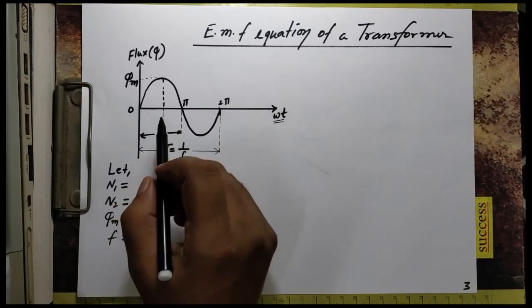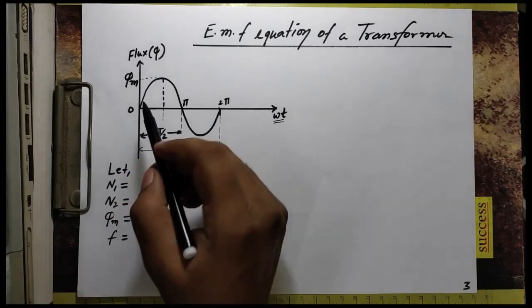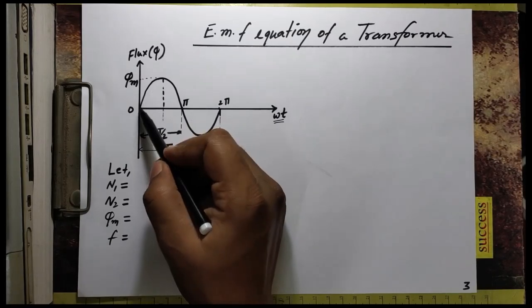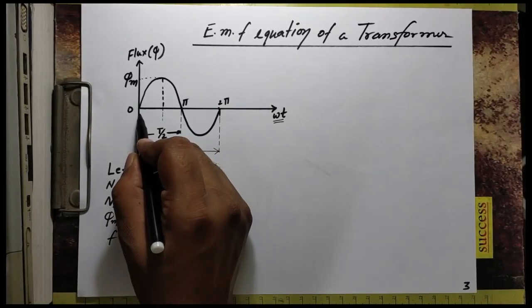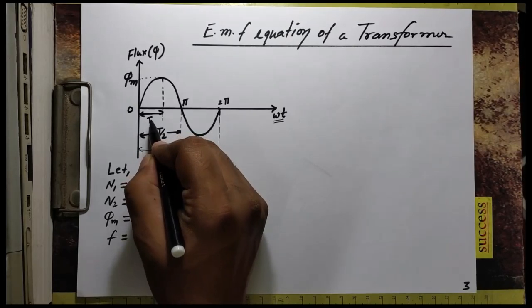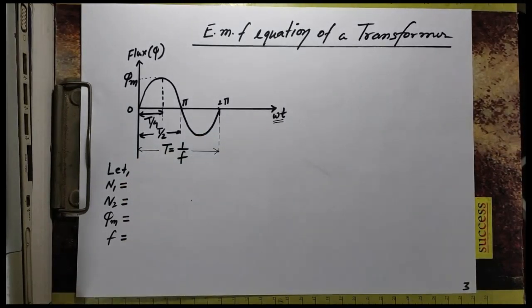Okay, and what will be the time required to change the flux from 0 to maximum? That means this one. Okay, so what will be this timing? This will be obviously T by 4. Okay, this is T by 4. Clear?